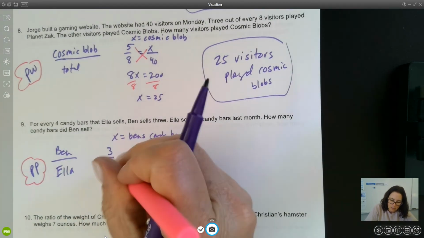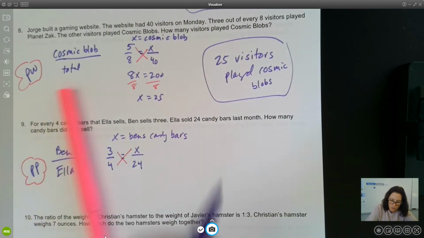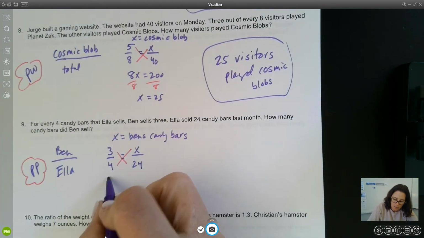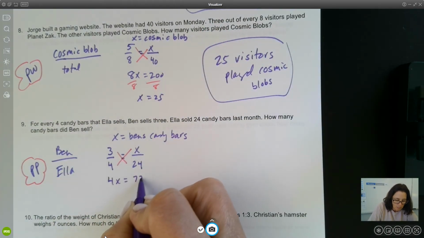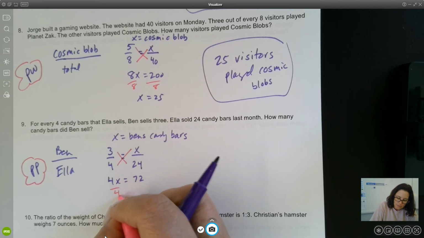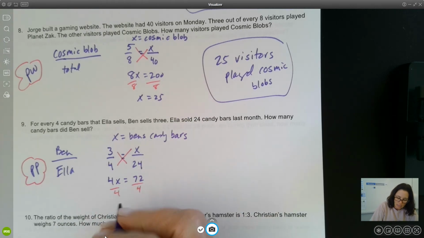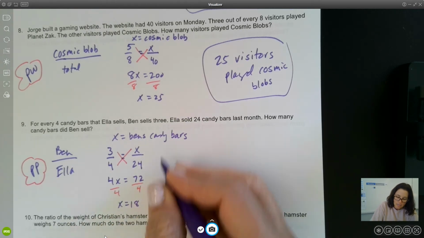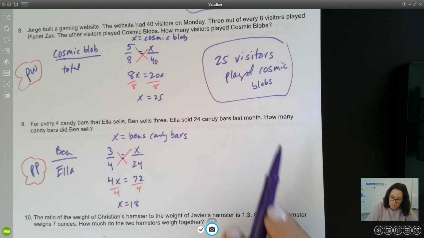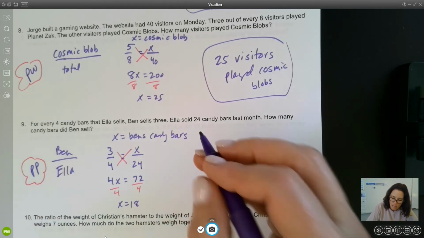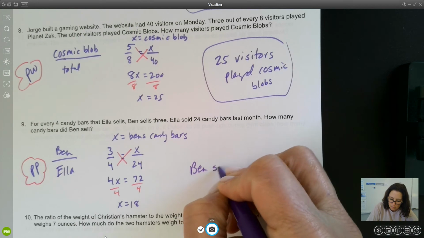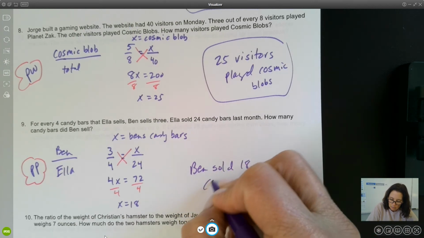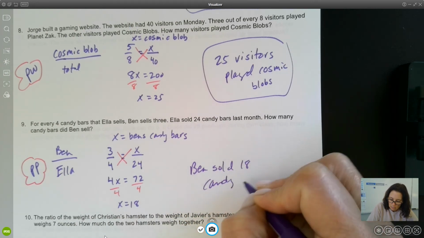Okay, when I go ahead and do my cross multiplying, I get 4x equals 72. Divide by 4, and I get 18. 18 is the number of Ben's candy bars. How many candy bars did Ben sell? There we go. Ben sold 18 candy bars.